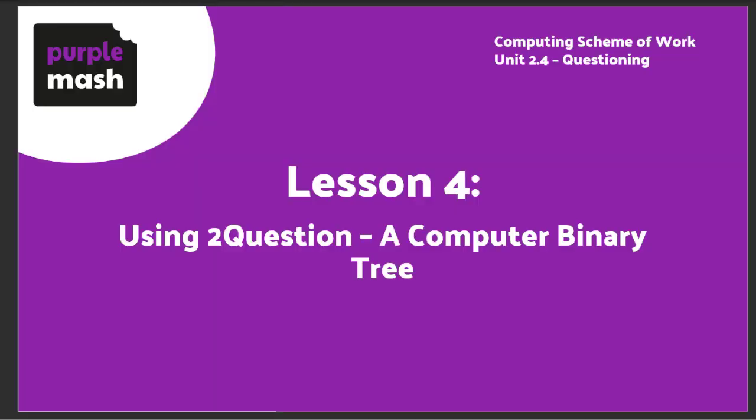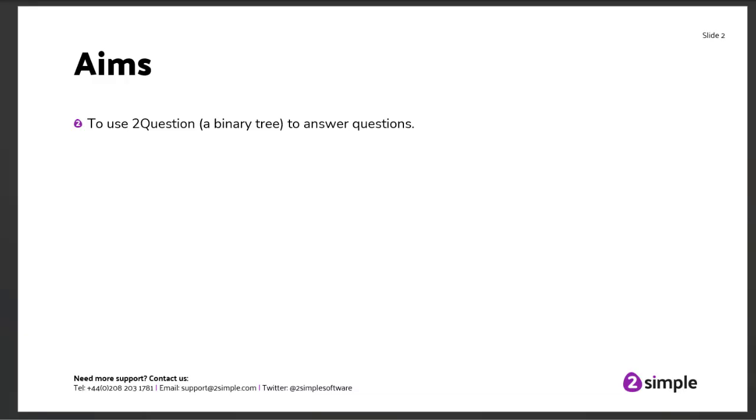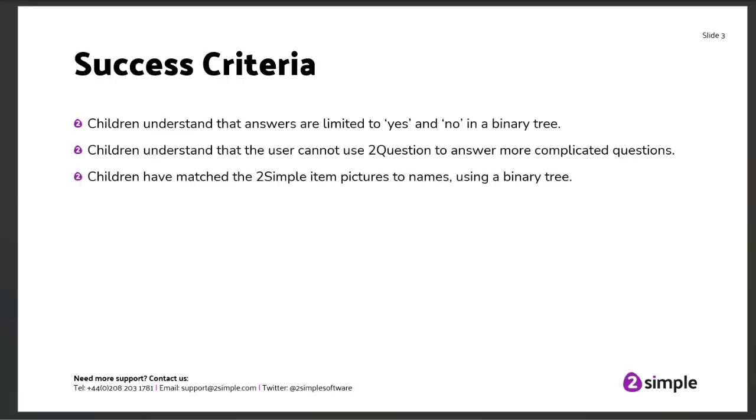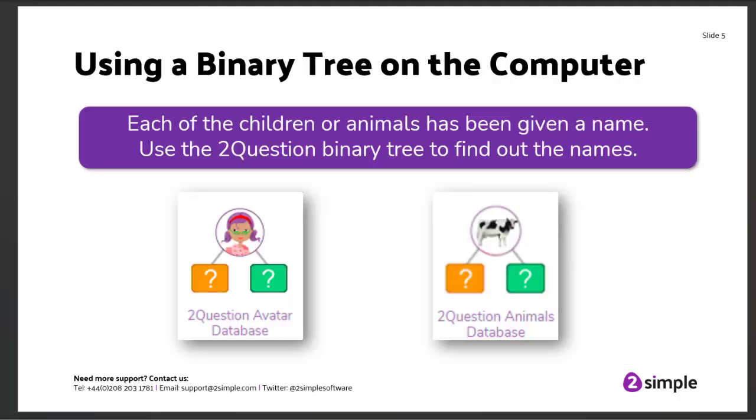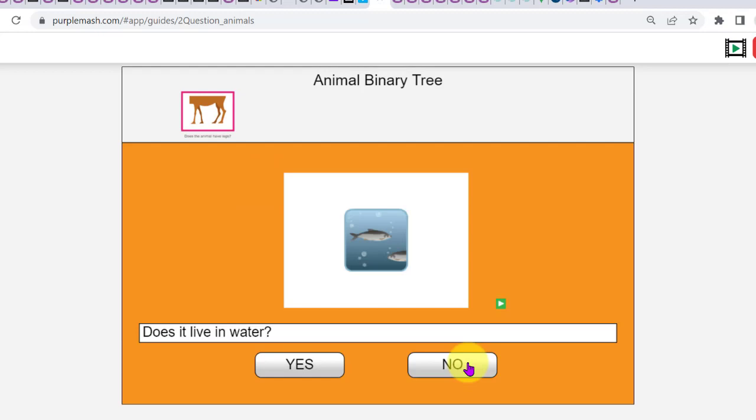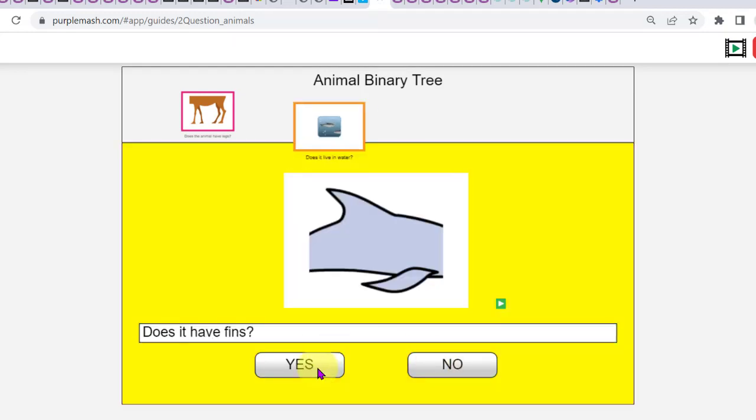In lesson number 4, we begin to dive a bit deeper into what a binary tree does and how to use it to collect information. Whether you've been using the avatars or the animals from lesson number 3, you can click through from the slideshow to the actual branching database that's been pre-made. Let's play this binary tree branching database and answer the yes-no questions about the animal's features.